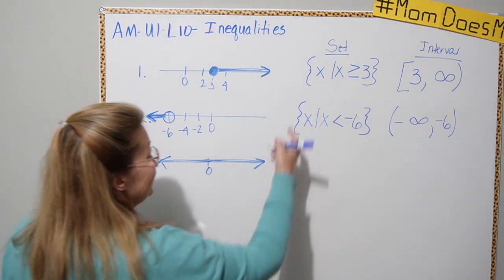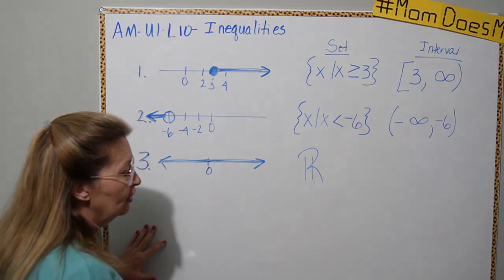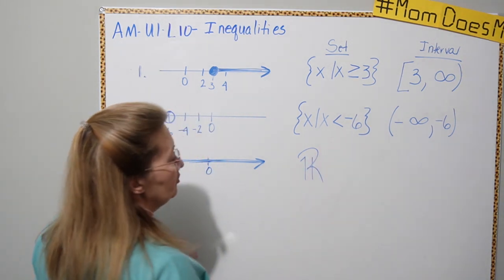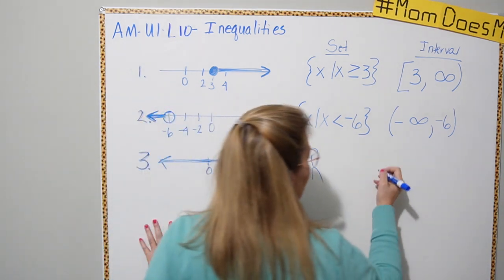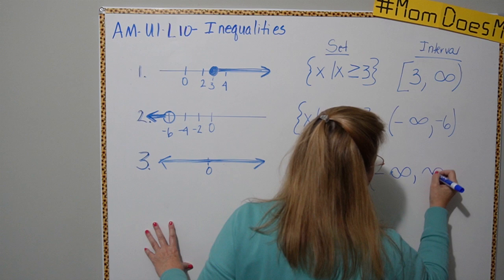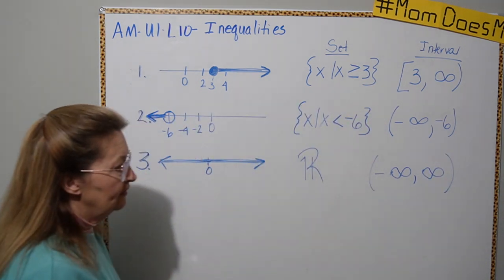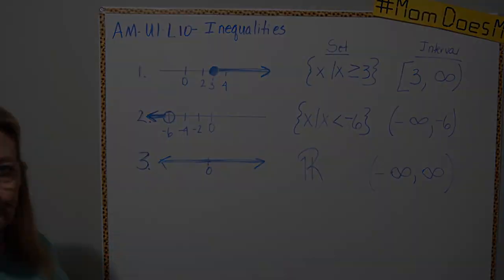So that is in set notation, you can write that with the fancy R for real numbers, or you can put the set of real numbers, however you want to put that. Now for interval notation, it's going to be from negative infinity to positive infinity. Okay, let's move to the next ones.